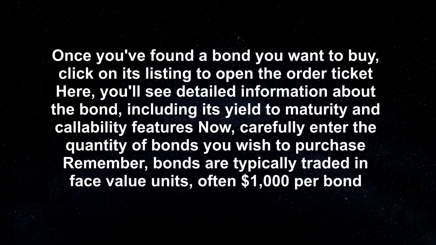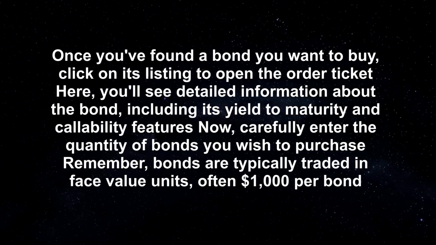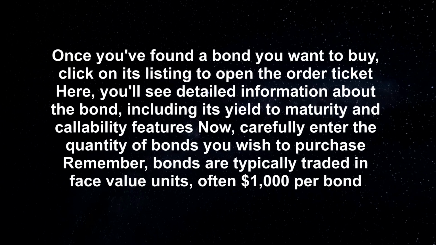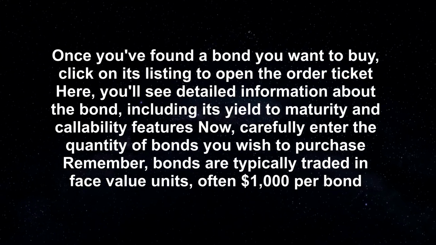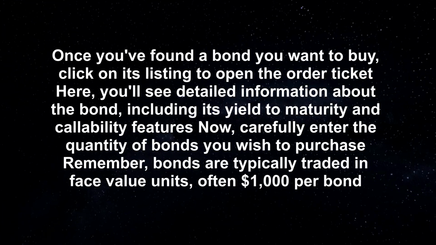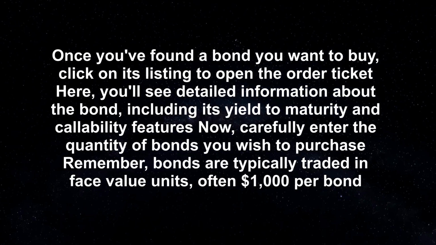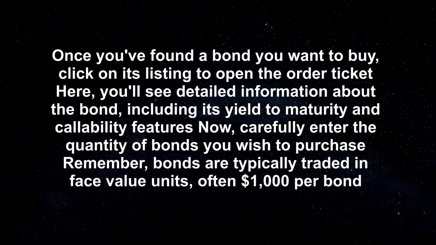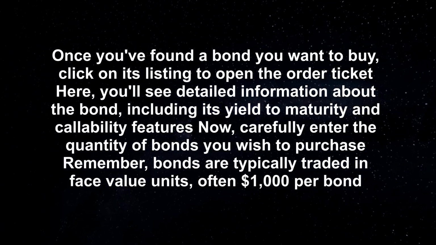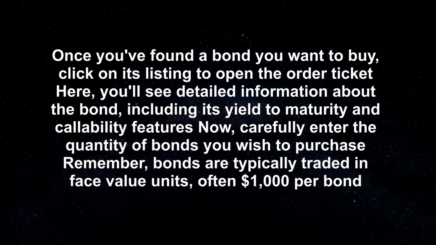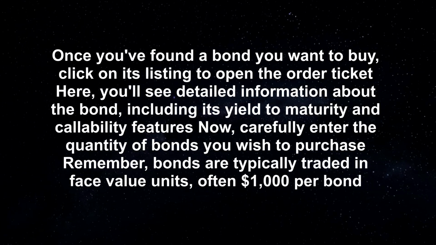Once you've found a bond you want to buy, click on its listing to open the order ticket. Here, you'll see detailed information about the bond, including its yield to maturity and callability features. Now, carefully enter the quantity of bonds you wish to purchase. Remember, bonds are typically traded in face value units, often $1,000 per bond.